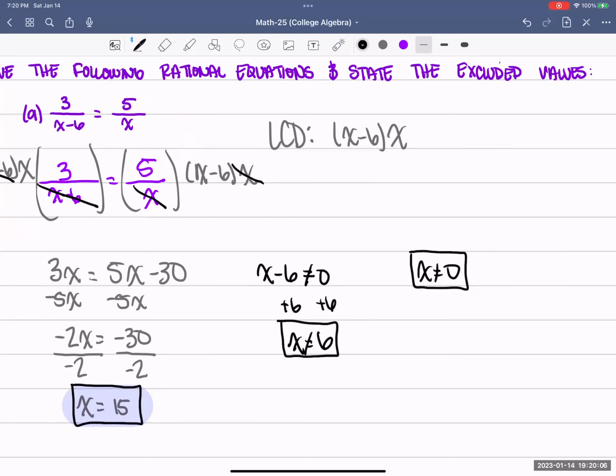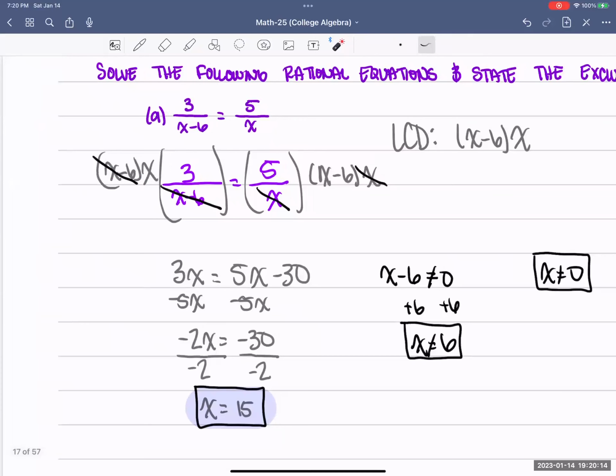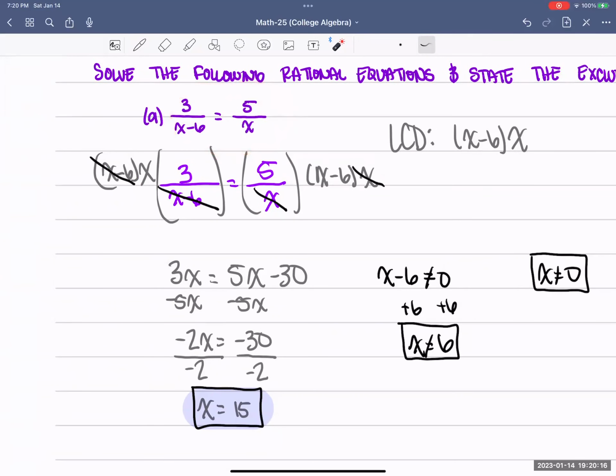Now I did kind of cheat and show you the longer version. What we could have done here is seen this and multiplied both sides by x.